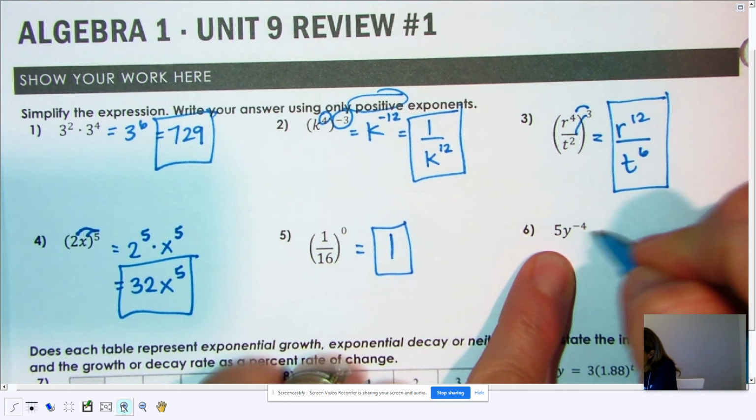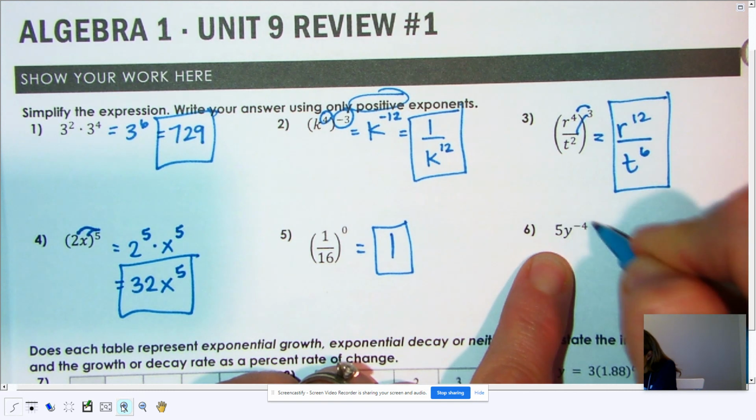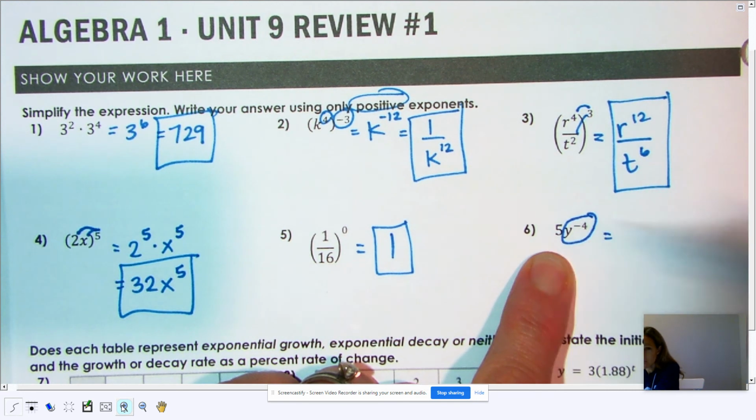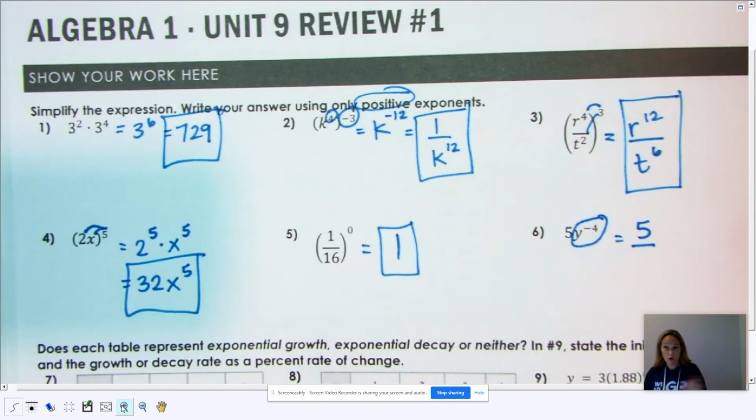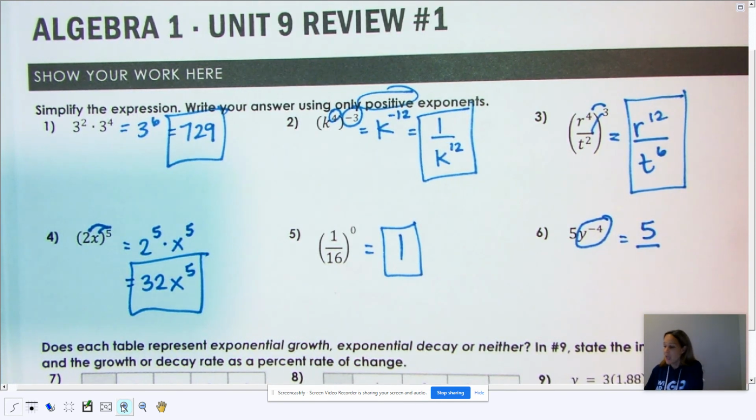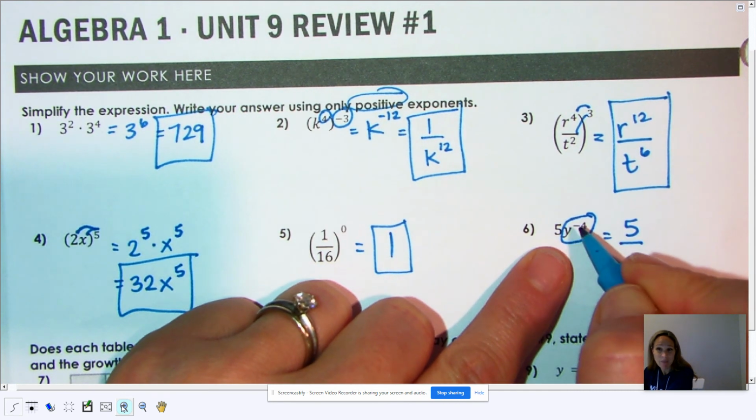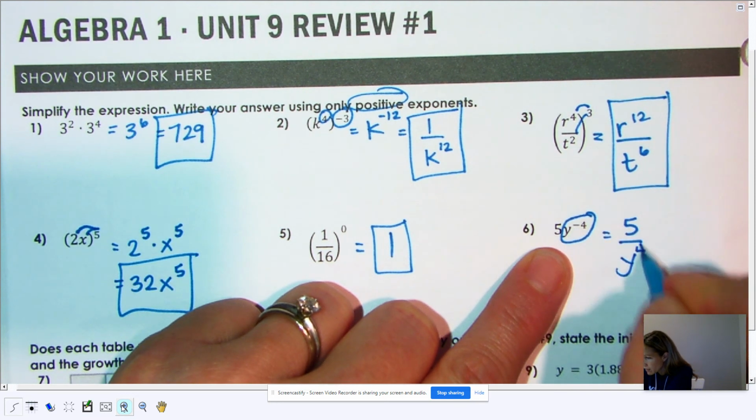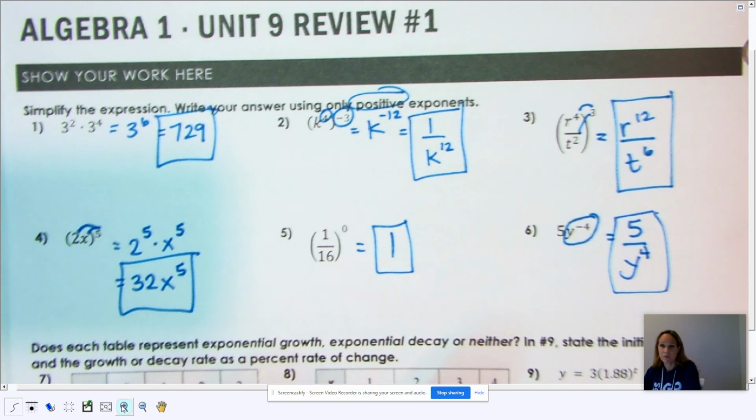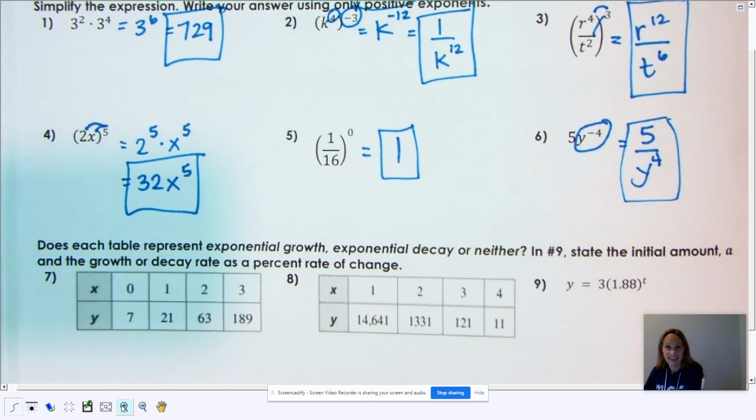Number 6, I have a 5 in it. That 5 has its own little exponent. This 4 is only stuck to the y. So the 5 stays where it is. It has an exponent of 1. We don't write it when it's just a 1. And then we have 4 y's, but we divide by y's, that's what that negative means. So I'm going to put a y to the 4 in the bottom of the fraction. Okay? Pretend like those are nice square boxes, okay?